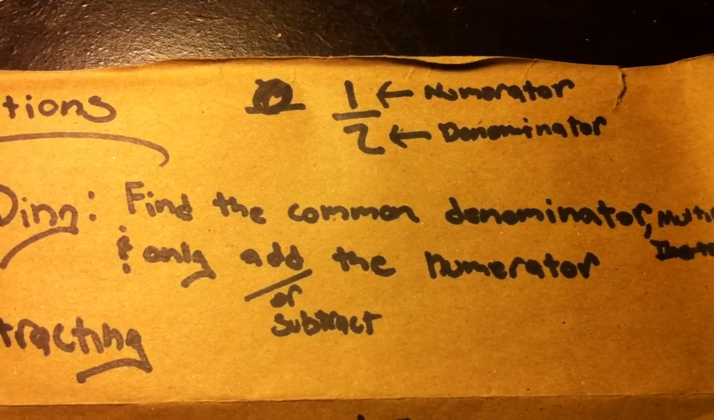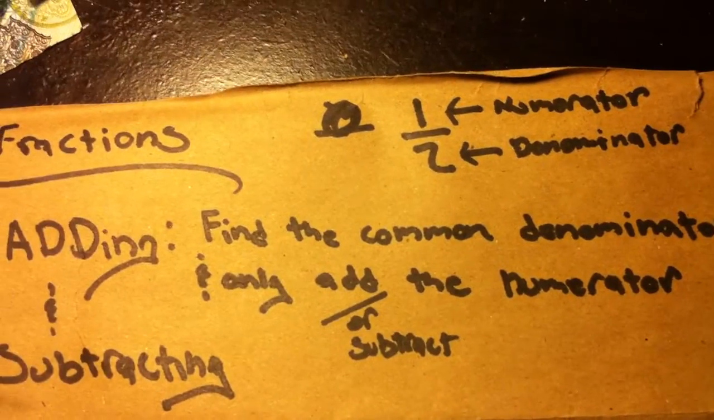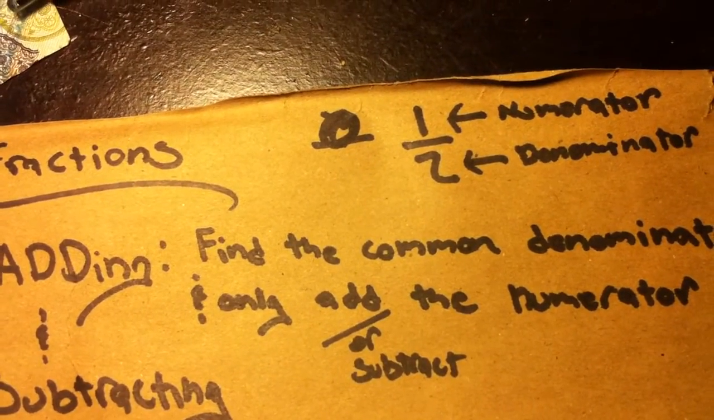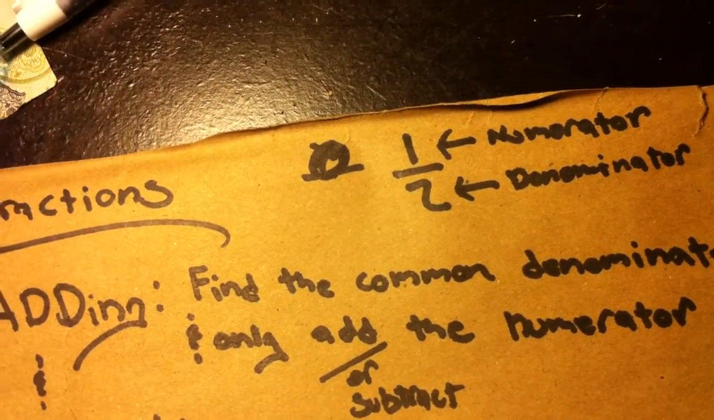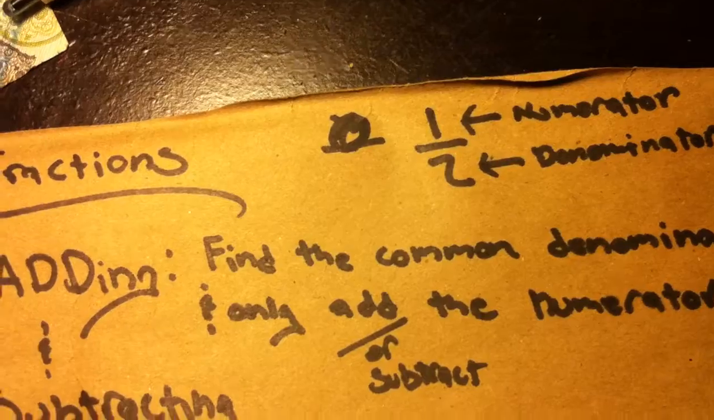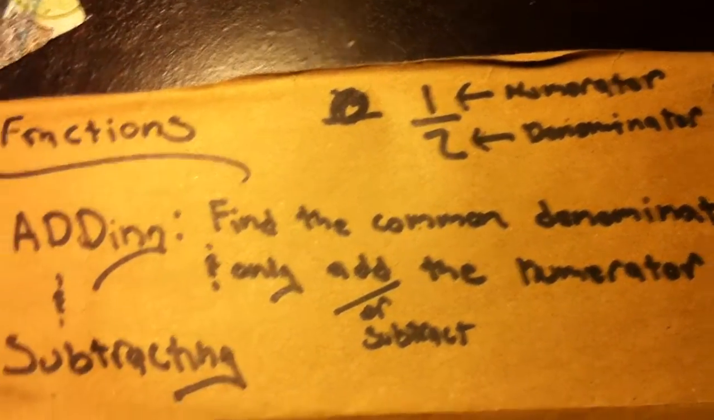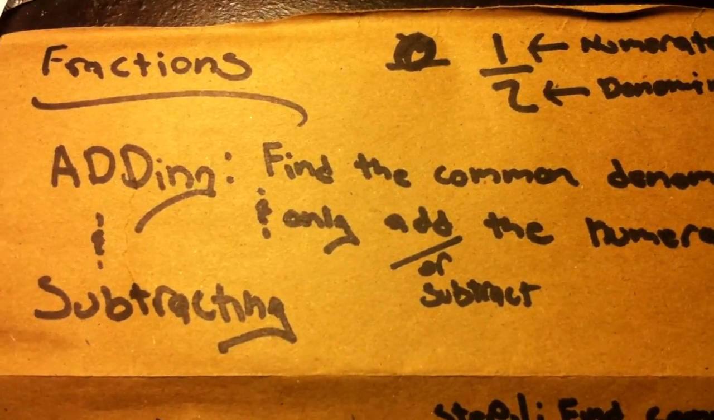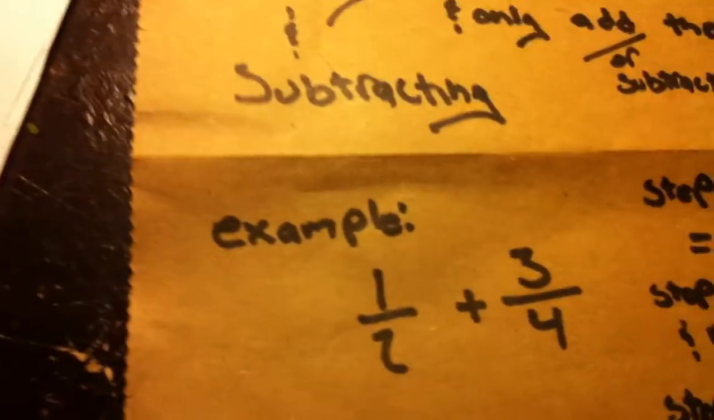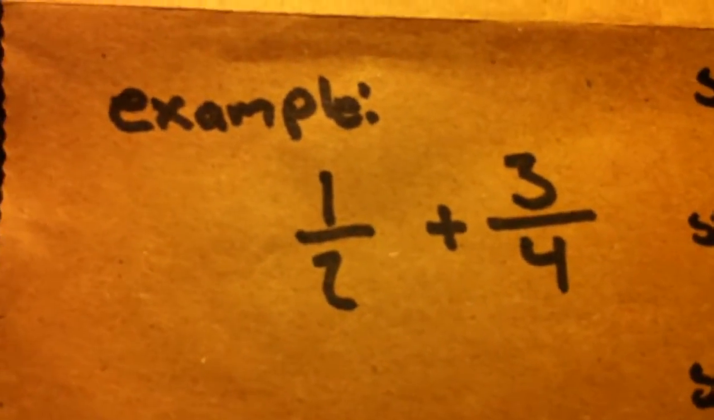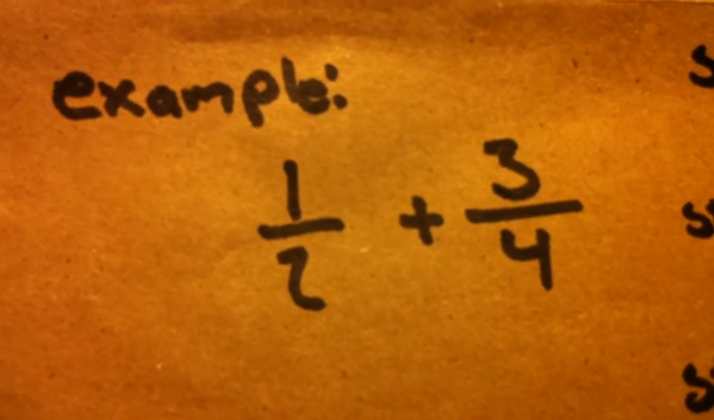So you have to find the common denominator first, multiply second, and then you just add the numerators, or add or subtract. It's the same process for adding and subtracting. So here's an example. We want to add these fractions right here. We have 1/2 plus 3/4.